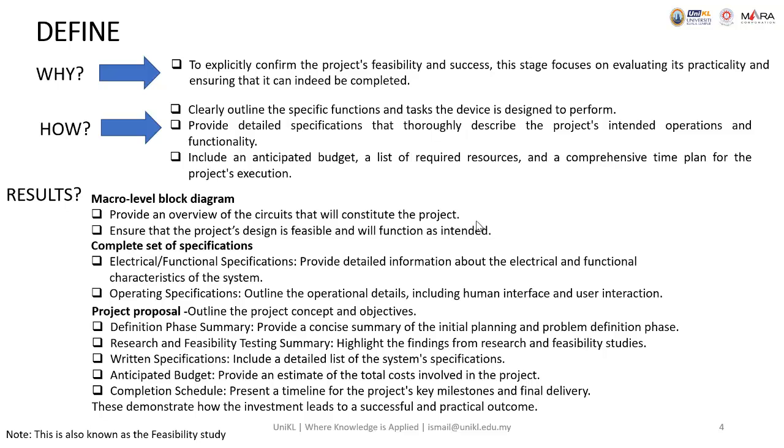Research and feasibility testing summary highlights the findings from research and feasibility studies. When we conduct the feasibility studies, from the scope and the limitations, we can see whether the project is feasible or not. Written specifications include a detailed list of system specifications. Anticipated budget provides an estimate of the total cost involved in the project, and the completion schedule or timeline presents a timeline for the project's key milestones and final delivery. So this demonstrates how the investment leads to a successful and practical outcome.